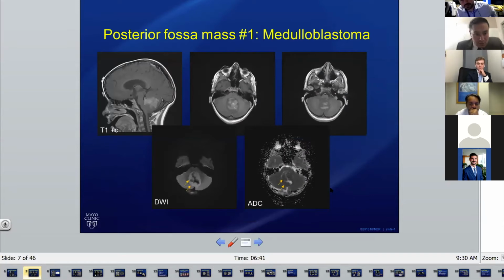Here's a similar example. A little bit more contrast enhancement in this image. In the top right corner here, you can see that it doesn't really creep out the foramen of Luschka. It's still centered in the fourth ventricle, and it kind of stays there. Similar to the last case, with the exception of this centrally necrotic portion here, there's uniform diffusion restriction that does pan out on the ADC.